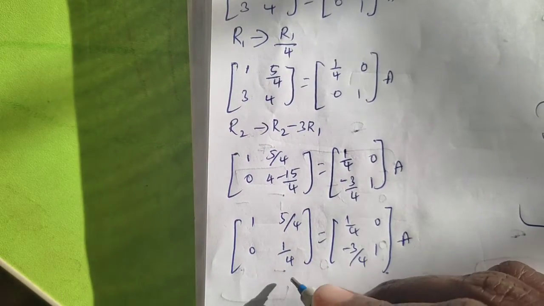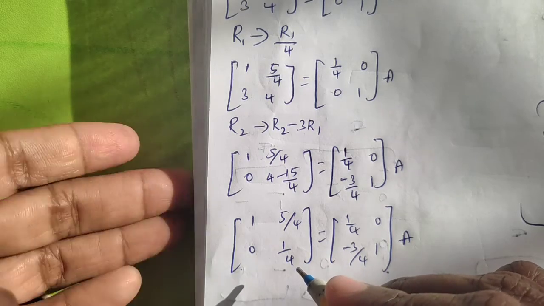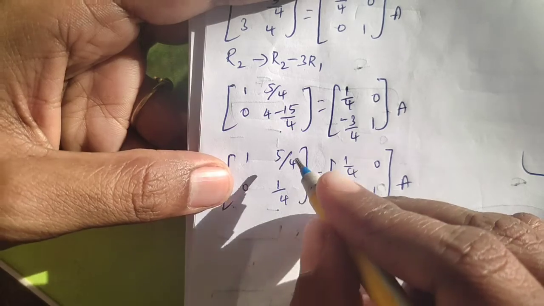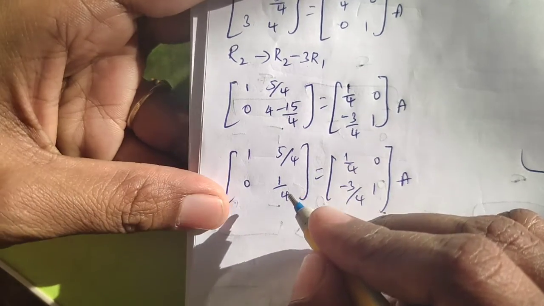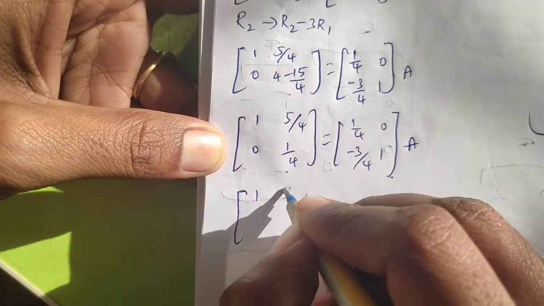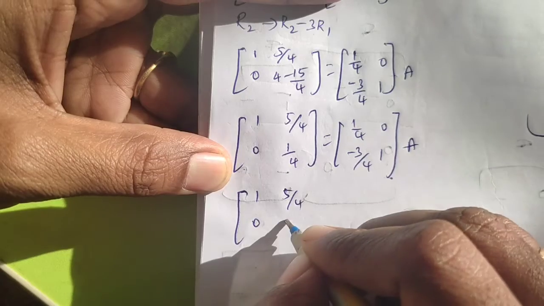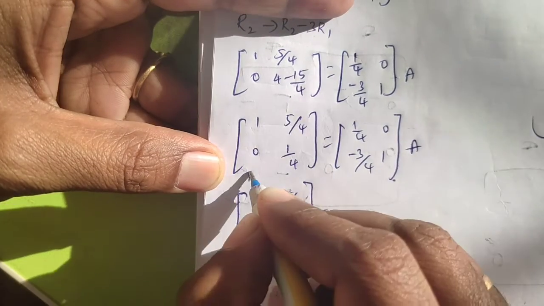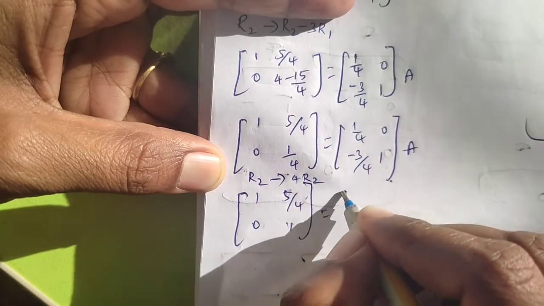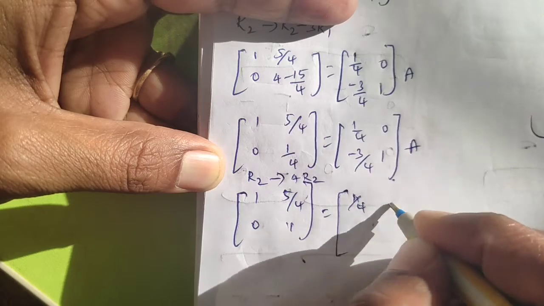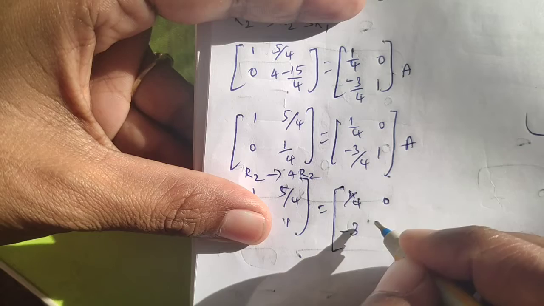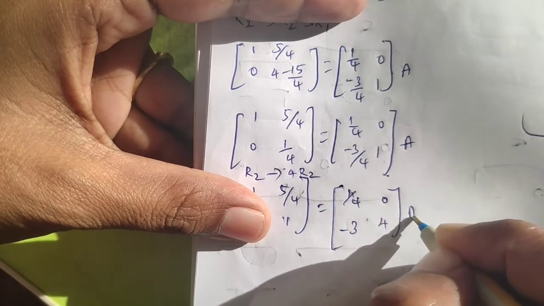Next thing, we have to make this element 1. I'll just multiply this by 4, without any help of R1, so it will be very convenient. So I'm just multiplying this by 4, R2 tends to 4 into R2. So 1, 5 by 4, 0, 1 on the left. On the right, 1 by 4, 0. Here if I multiply, I'll get minus 3, and 1 into 4 is 4 into A.